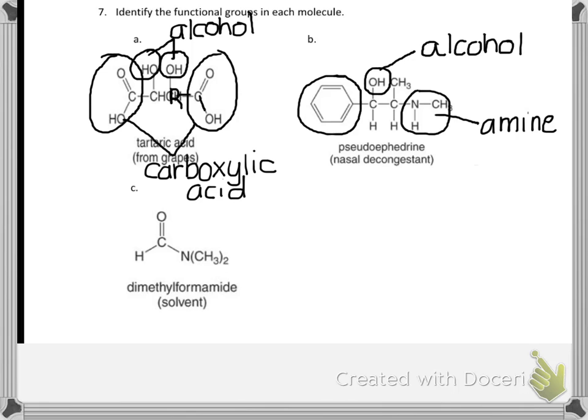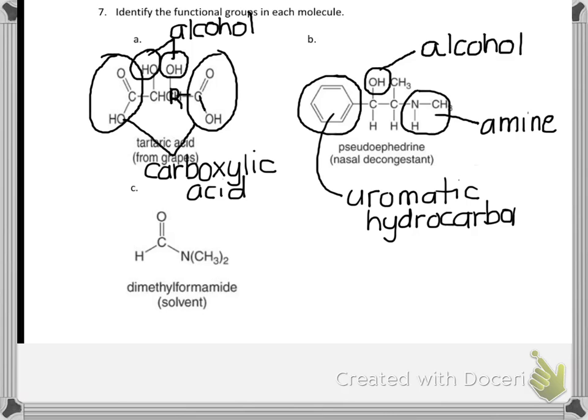Now this big group that has a double bond every other one, the 6-member ring with double bonds every other one, and it's a carbon ring, this is called an aromatic hydrocarbon, or they may also call it, this one in particular is benzene.